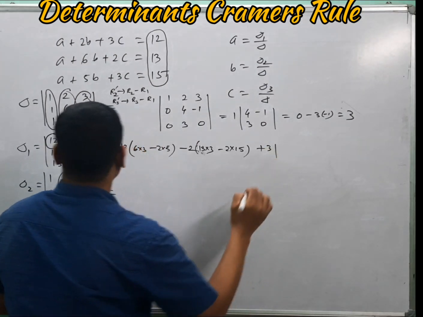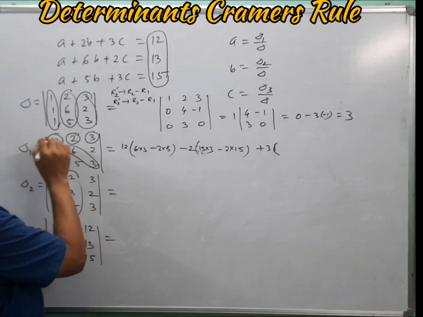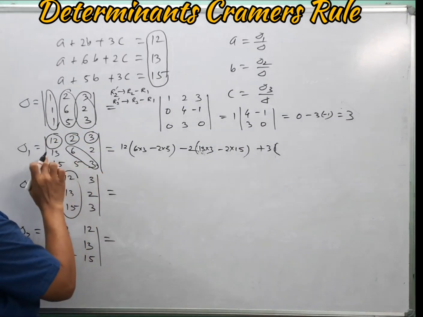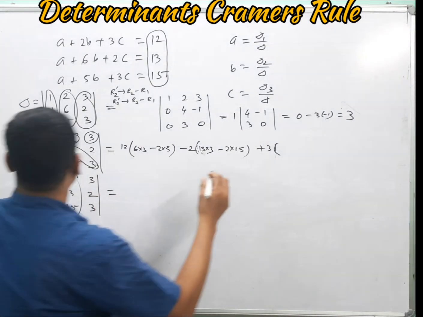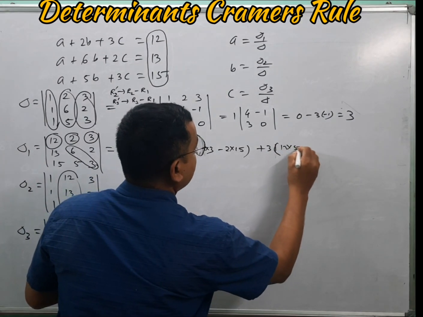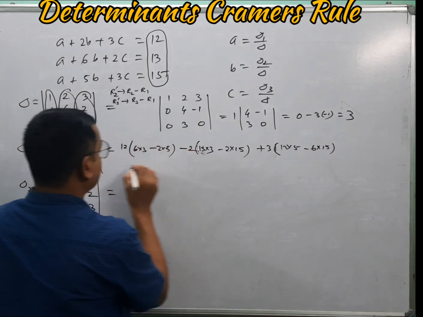So 3 here, we will take 3 and we will get like that. So if I take 3, leave this first row, leave this third column, the remaining is 13, 6, 15, 5, right? And you are getting how much? 13 into 5 minus 6 into 15. Let's calculate what you are getting here.